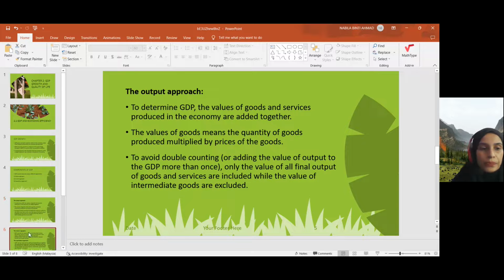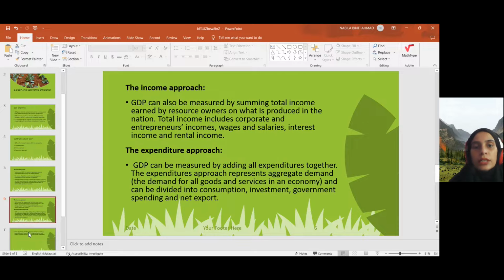For income approach, GDP will incorporate all the total income earned by the resource owners. For example, profit, income, wages, salaries, interest, rental, and so on. And for expenditure approach, GDP can be measured by adding all the expenditures together. And this is the aggregate demand. Here represent all the aggregate demand, which comprises of consumption, investment, government spending, and net export.